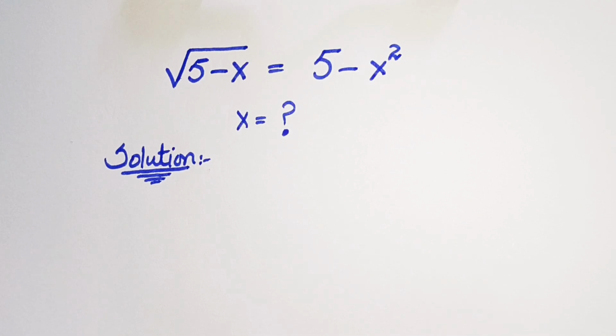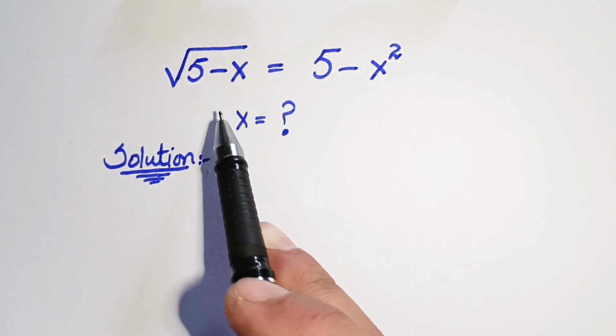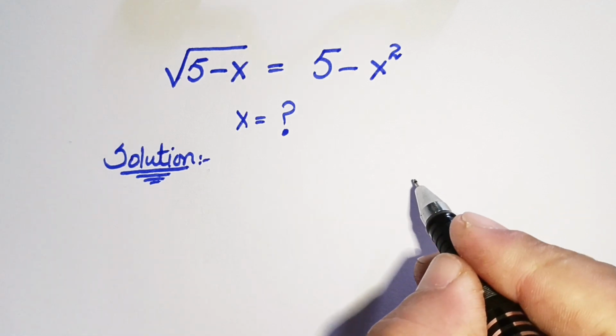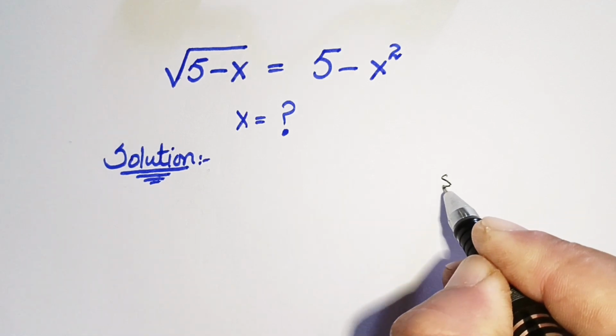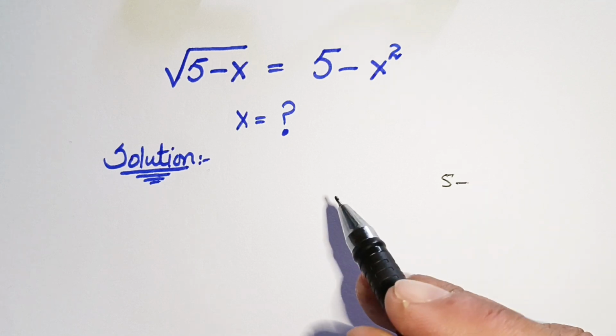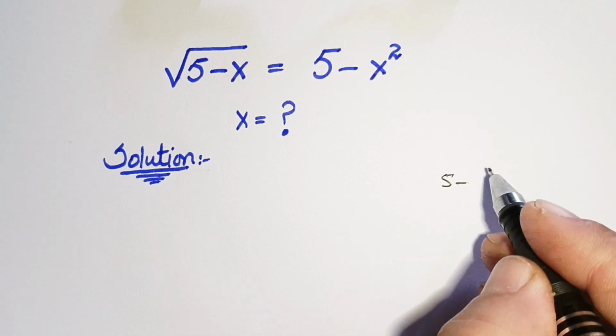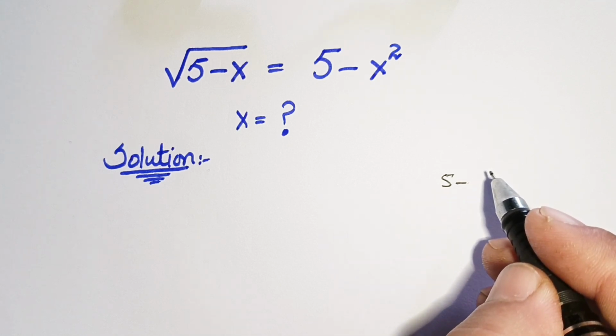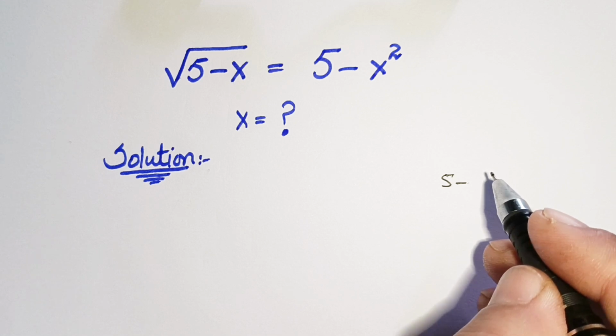Today we have a nice exponential problem, that is square root of 5 minus x is equal to 5 minus x squared. So we have to find the value of x here. Now starting our solution here, first of all we see that this 5 minus x is under the root. It is the domain of this equation, so we are going to check this domain for the solution of this equation.